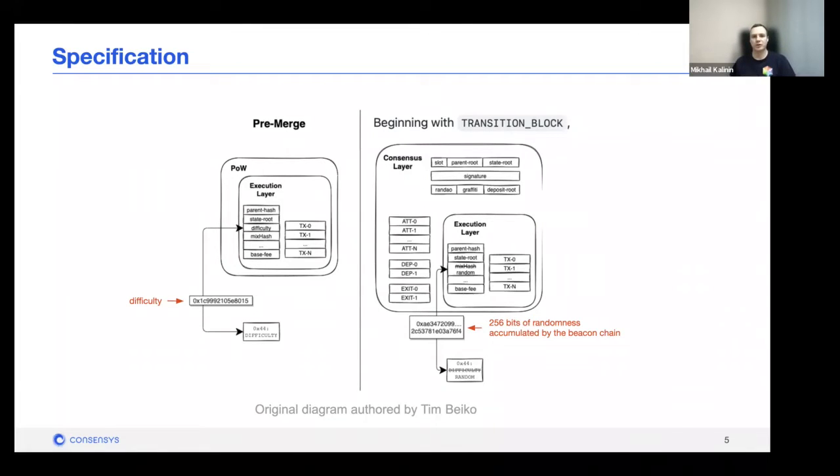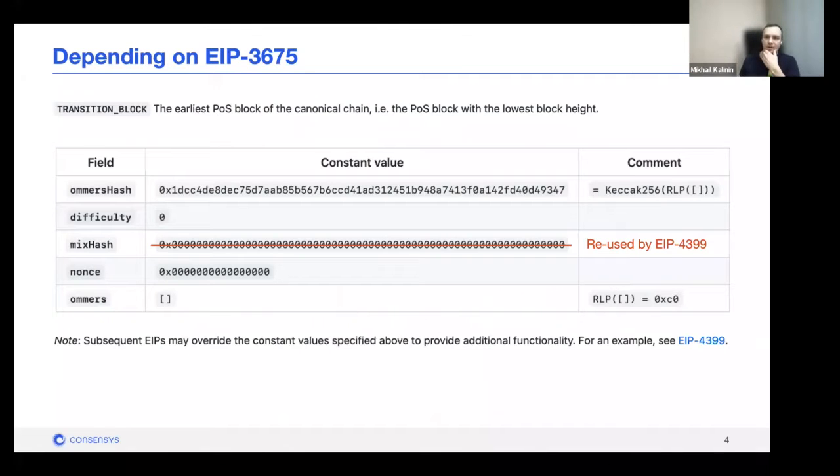So the motivation, the rationale behind why to use the mixed hash instead of difficulty is the following. The difficulty is in the essence of the fork choice rule before the merge in the proof of work network. And this way, by keeping it zero, literally zero, we try to avoid hidden bugs in the fork choice rule that might appear if this field would be set to any arbitrarily large number, which the randomness output is.